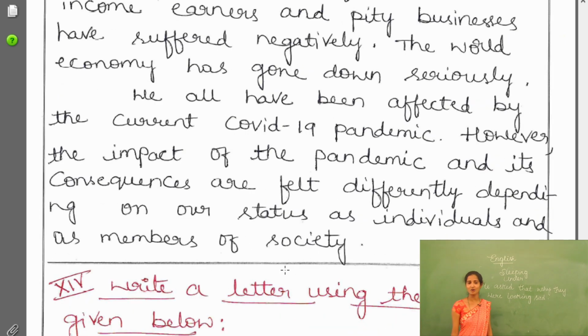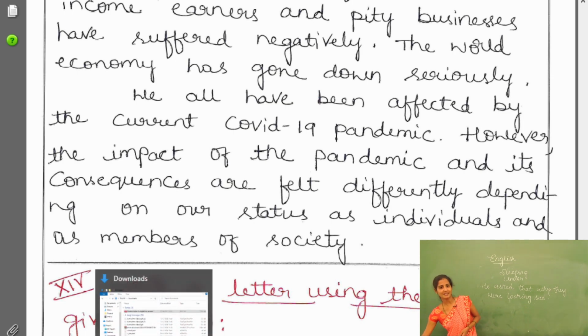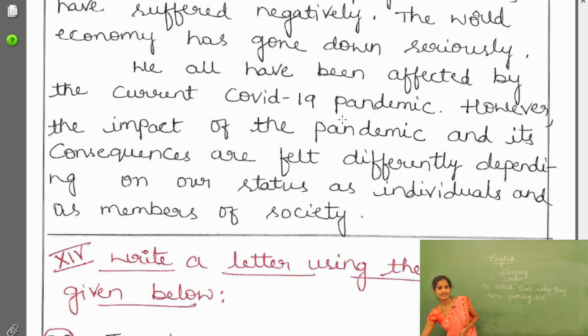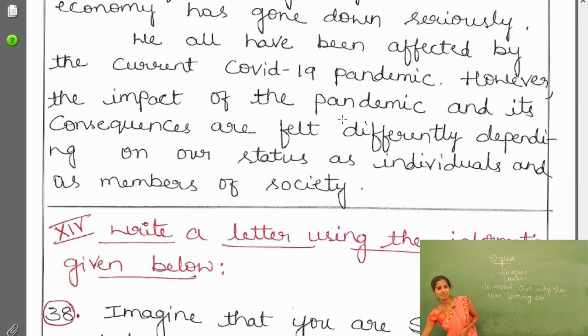So at last we can give a good conclusion, saying that we all have been affected by the current COVID-19 pandemic. However, the impact of this pandemic has its own consequences and advantages, and that depends upon our status as individuals or as members of society.